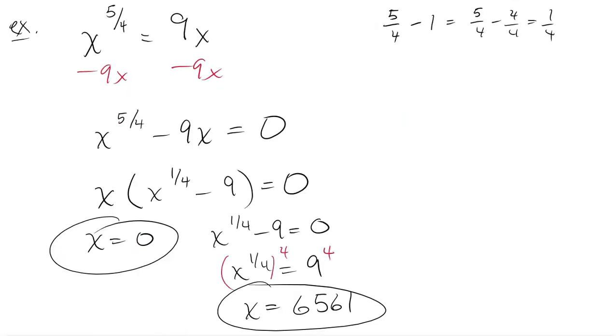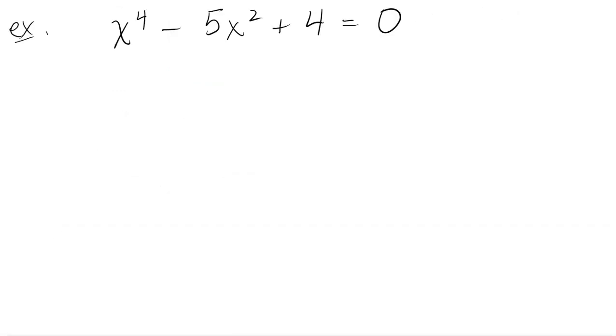The last topic I want to cover in this video is equations which are quadratic in form. And the first one's just going to be a polynomial equation. It says x to the 4th minus 5x squared plus 4 equals 0. This is a polynomial equation of a higher degree, so we want 0 on one side. That's already done. But now we have to get this thing factored.